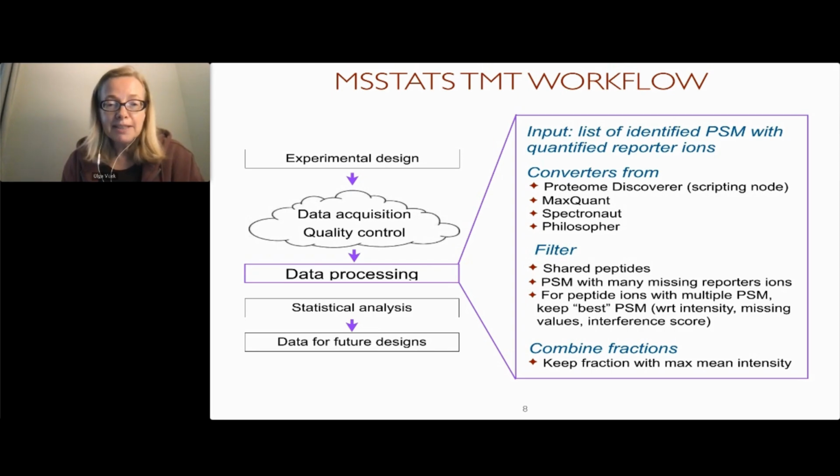PSMs with many missing reporter ions are filtered. For peptide ions with multiple PSMs, we keep the best PSM with respect to intensity, missing values, interference score if reported, etc. I forgot to mention, if the experiment contains fractions, we can also combine fractions, and we do it in a fairly simple manner. If the same peptide ion is present in multiple fractions, we only keep one copy, which is in the fraction where it is most abundant.